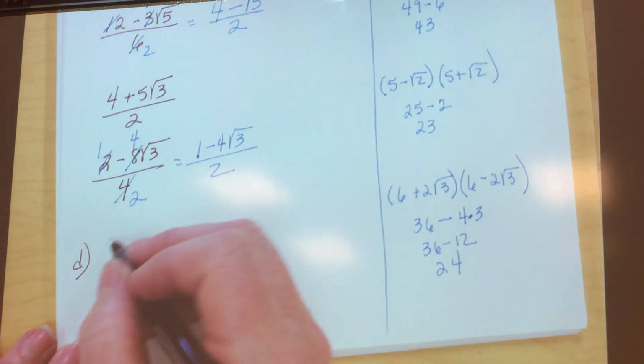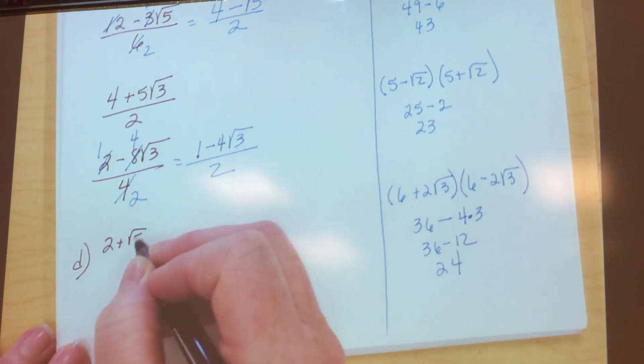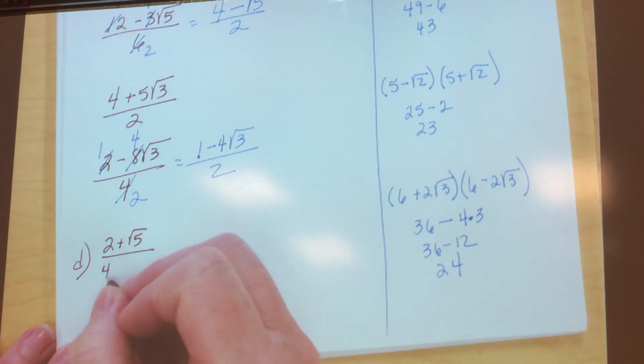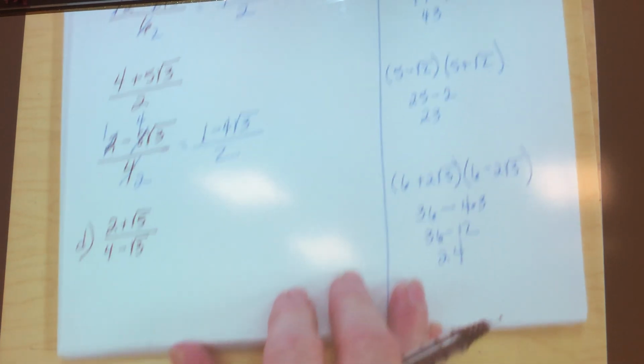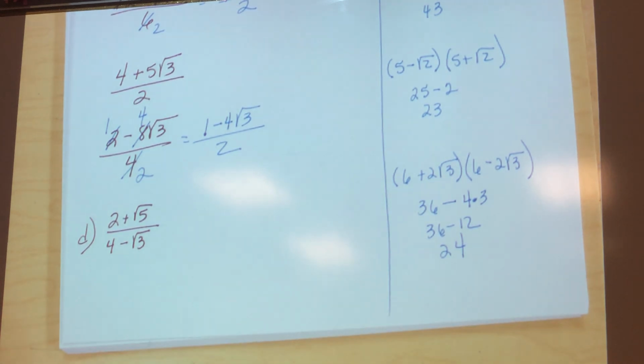All right, here's the last one that we're going to do like this. 2 plus the square root of 5 over 4 minus the square root of 3. Okay? I'm going to let you work it really quick. I need you to rationalize it.